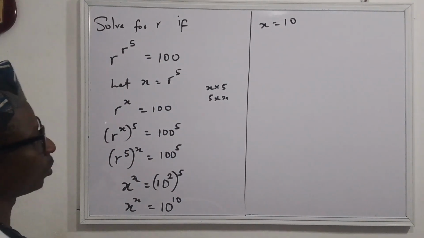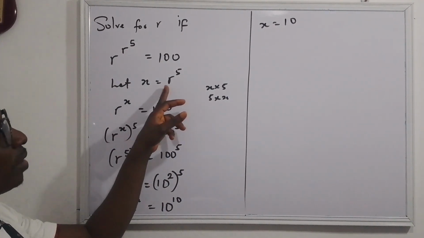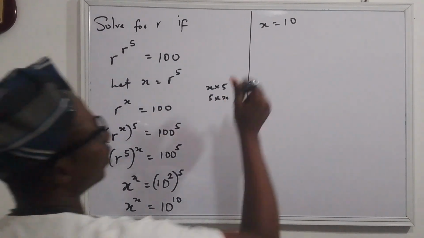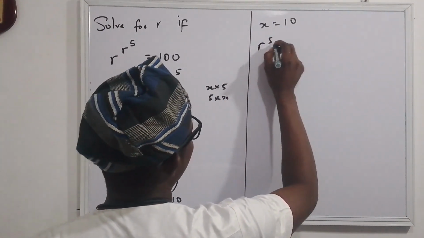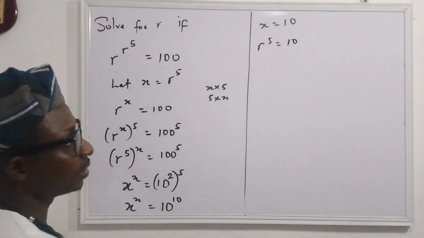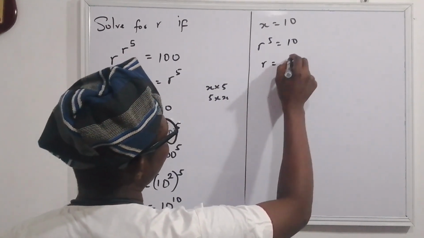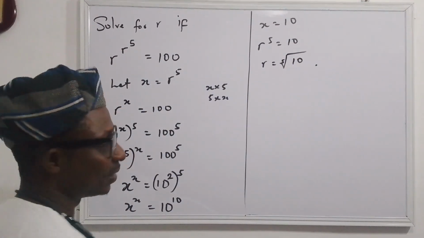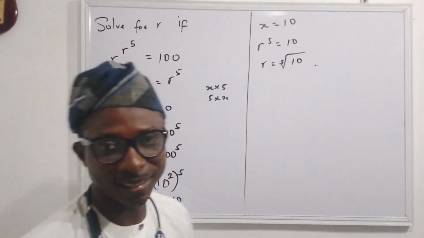But then the question wants us to get r. So we have x equals r raised to the power of 5. So we have r raised to the power of 5 equals 10. So here you can take the fifth root of both sides. You have r equals the fifth root of 10. And this is the answer to the problem. Thanks.